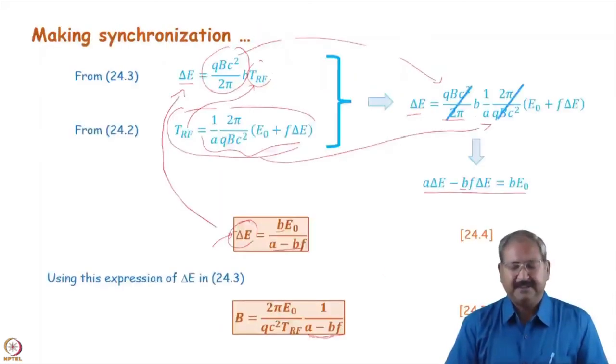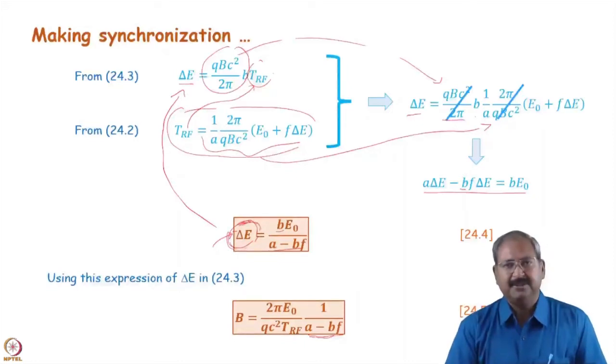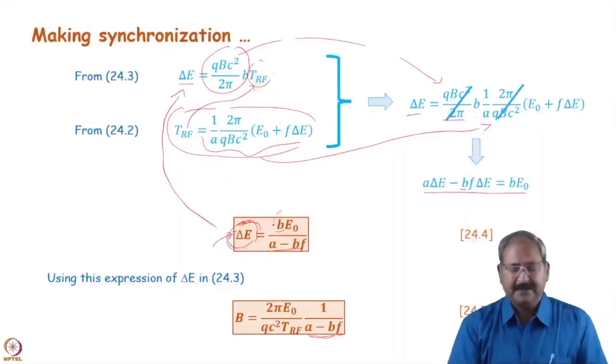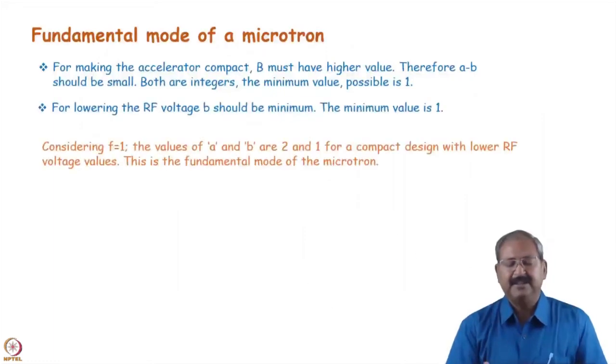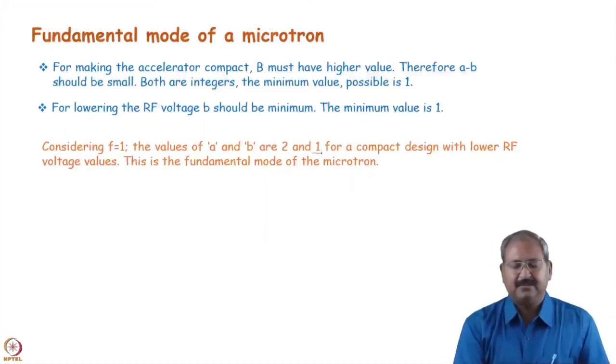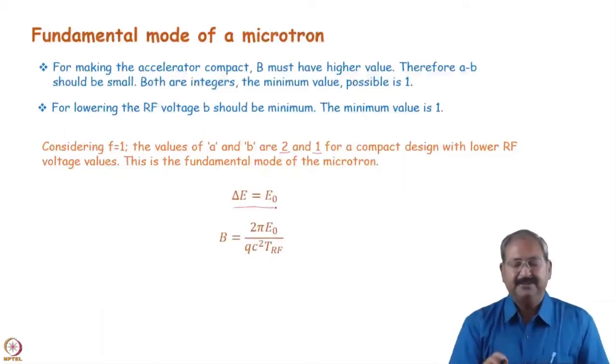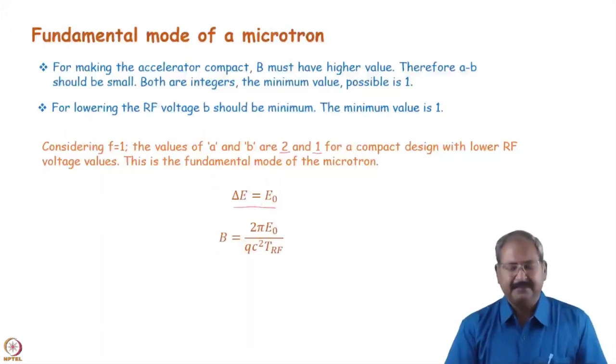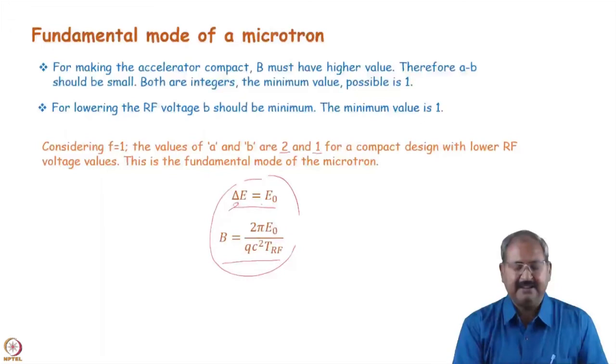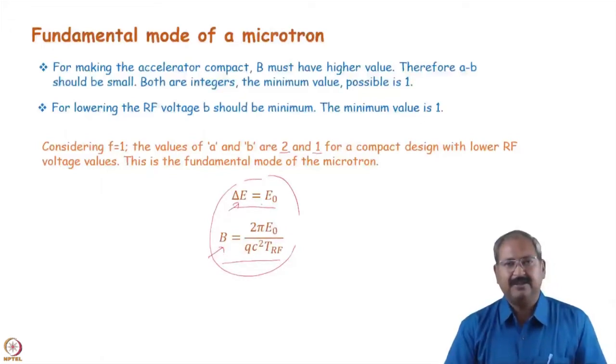For lowering the RF voltage, we see again the previous slide. Because we want to lower the RF voltage, meaning minimum RF voltage should be there to accelerate the particle, B should be lower. And the minimum value of B is 1. And because A minus B should be 1, A will be 2. So the values are B is 1 and A is 2. If we choose these values, we can calculate what should be the magnetic field for making such a microtron and what should be the energy gain. So for this energy gain, we have to apply the RF electric field, and this magnetic field has to be generated. If these are guaranteed, microtron will operate successfully and we can accelerate the charged particle inside the microtron.